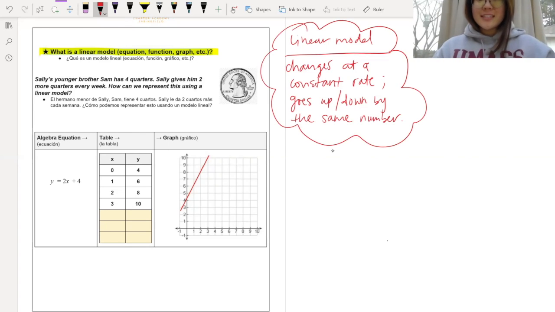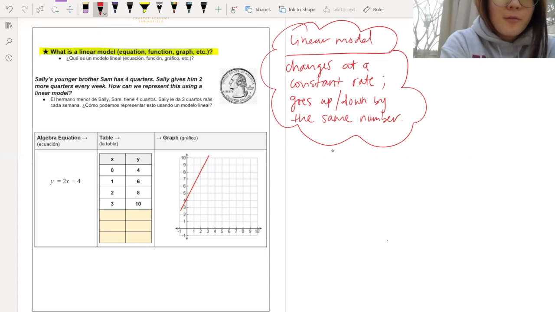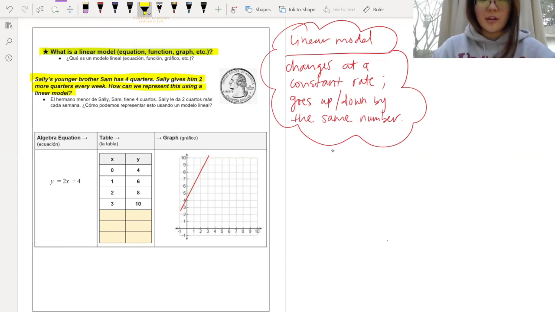Okay, so let's look at a situation. Sally's younger brother, Sam, has 4 quarters. Sally gives him 2 more quarters every week. How can we represent this situation using a linear model?